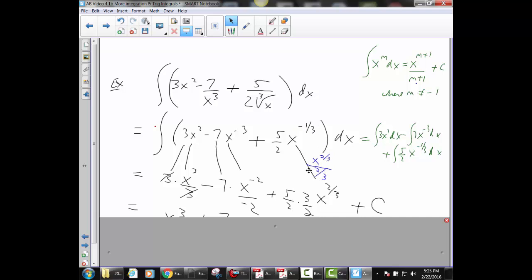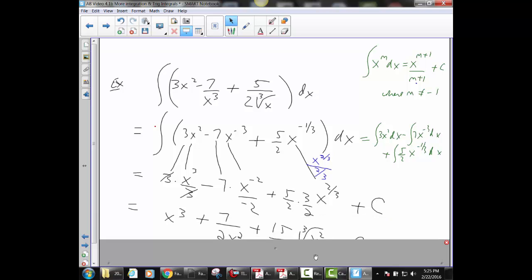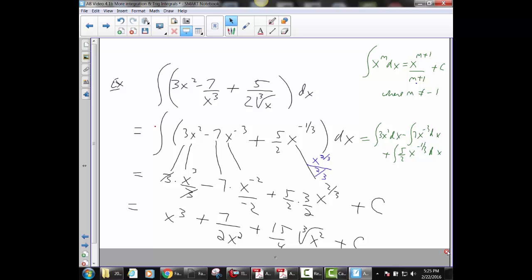I'm going to start skipping that step and immediately writing that as times 3 halves. After that, it's just simplification. X cubed. These two negatives will make a positive. The 2 stays where it is. The 7 stays where it is. The x to the negative 2 comes down, becomes x to the 2. Here's your 15/4, and I'm just rewriting it as a radical because that's how they had given it to me.